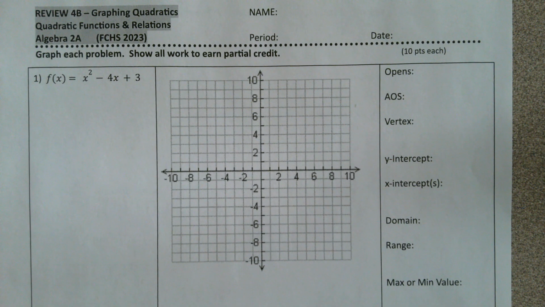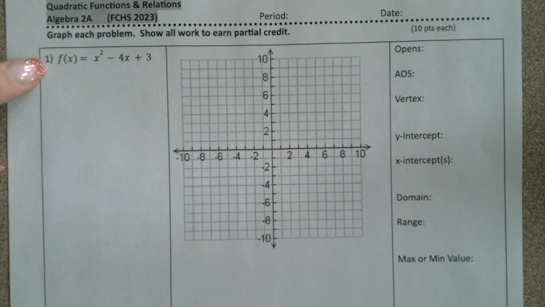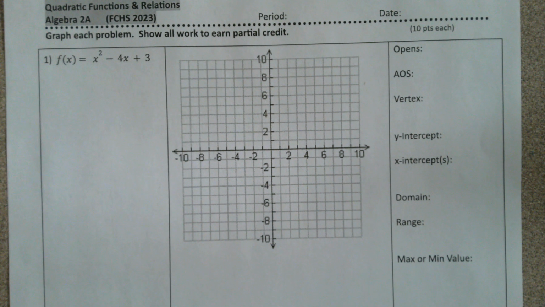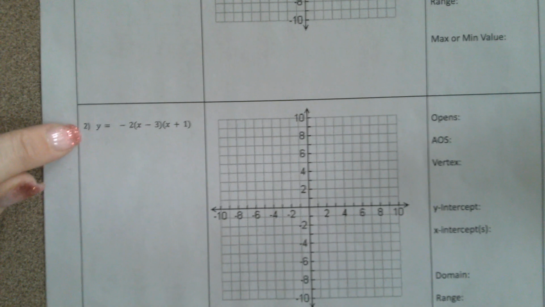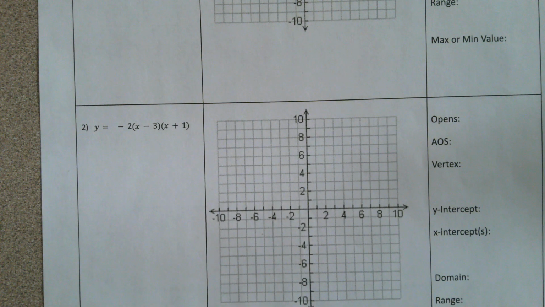All right, these first two are just graphing problems, graphing quadratics in two different forms. The first form, on number 1, you should recognize. This is standard form. And then the second form is our intercept form. There are pros and cons to both forms, so the graphing approach is a bit different. I personally love intercept form, but standard form is not bad either.